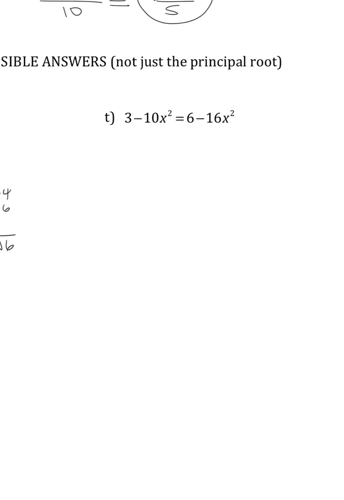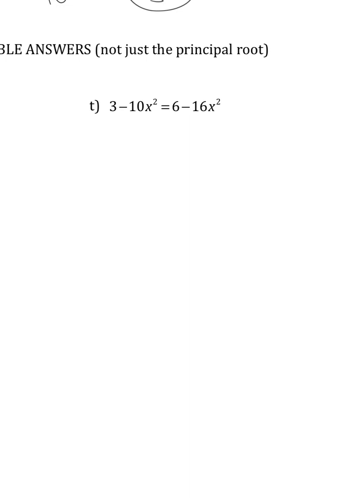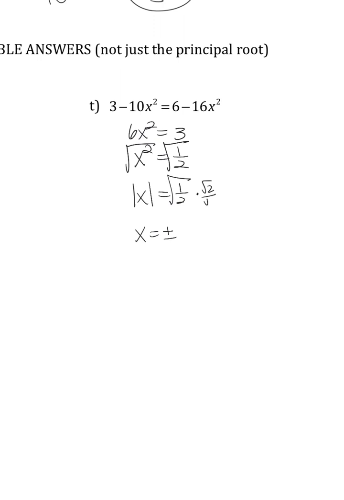And last but not least, I now have multiple terms I have to get together. I'm going to add the 16x squared to the left side. I'm going to subtract the 3 to the right. Last step to isolate, I will divide by 6, which is going to give me 1/2. Square root both sides, absolute value because of even, odd. And then this is the square root of 1/2. Or again, you can simplify that first. And then I will get x equals plus or minus. And remember, I can't leave my answer that way. I need to rationalize. So we will get root 2 over 2.